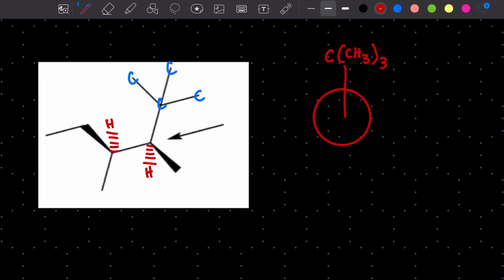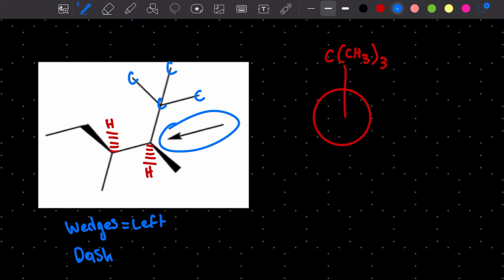Now, remember that we now have a different angle. Our arrow is now pointing to the left. So this time, our wedges will be going to the left, and our dashes will be going to the right. Always make sure that you pay attention to what direction our arrow is going to, since you do not want to write the wrong wedges and dashes in the wrong direction.